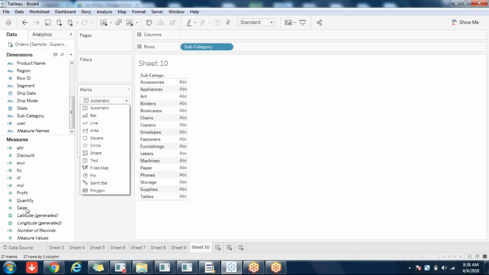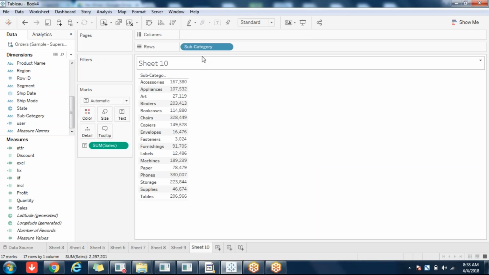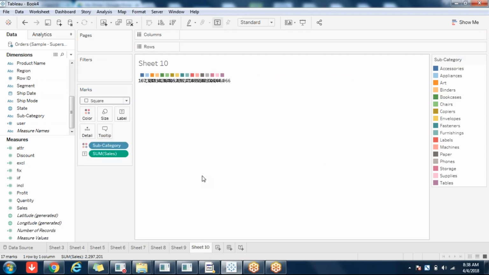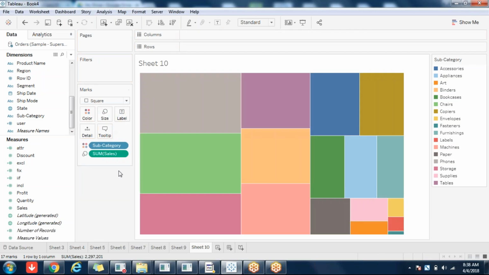I'll drag and drop this. Subcategory should go into color. Nothing should be there in columns and rows. Okay, something is wrong. Size, yeah, size. It went to label. So like this, you can go for a tree map. No problem. Look and feel is also very interesting, right?